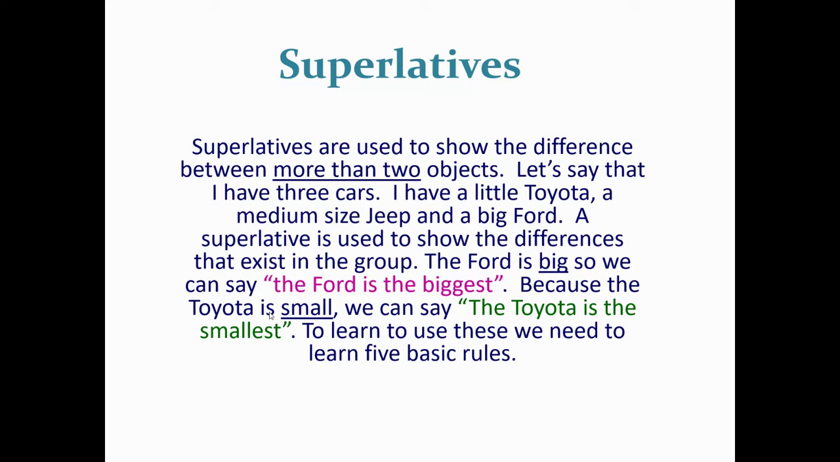Superlative is when you're showing the difference between more than 2 objects. You have to have at least 3 things. So you remember the Toyota and the Ford? Let's throw a medium Jeep in there. So now you can say the Ford is the biggest because there's 3 cars. You can say the Toyota is the smallest because there's more than 2, right? If there's only 2 cars, you would still use the comparative. Superlatives are for when there's 3 or more items.